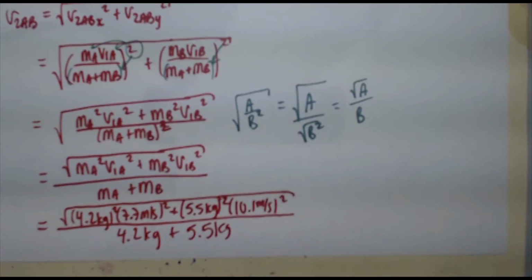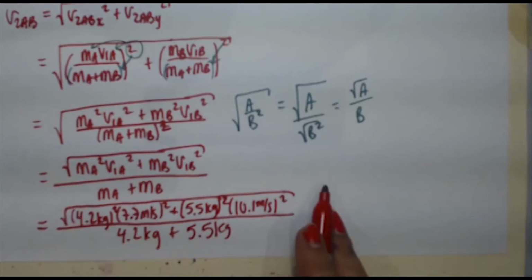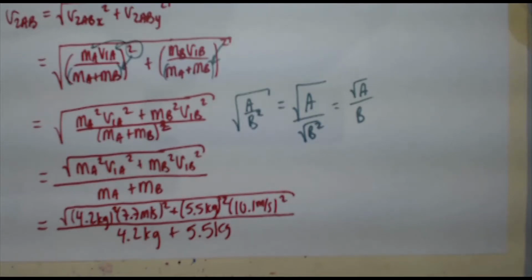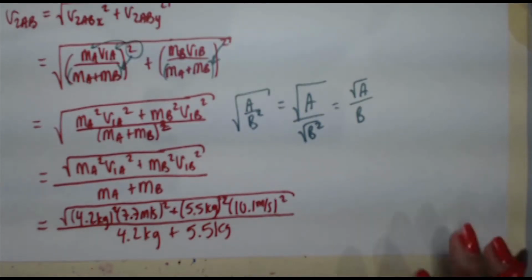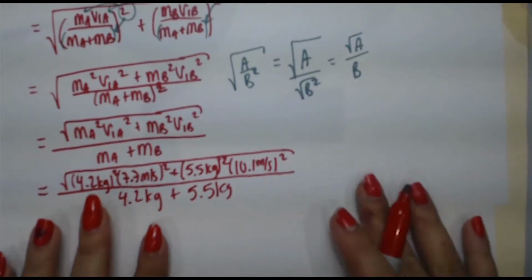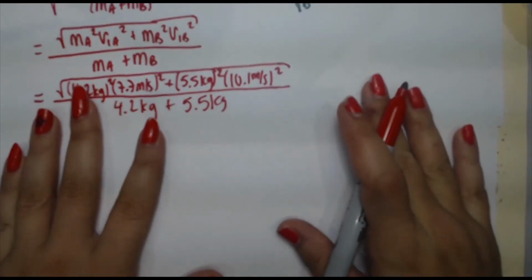Pretty much plug this in your calculator. Just be careful when you're doing it. I would suggest do this part first, then this part, add them together, then take the square root, one step at a time. Okay, so when you do that, you are going to end up with, we haven't had a long problem like this in a while.